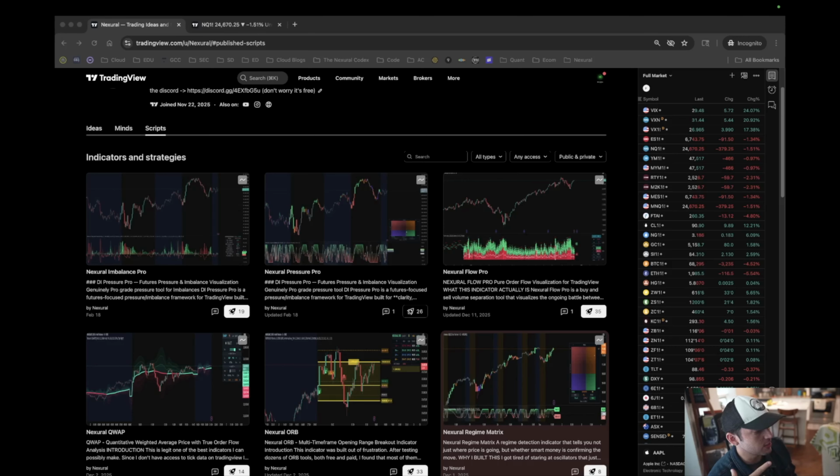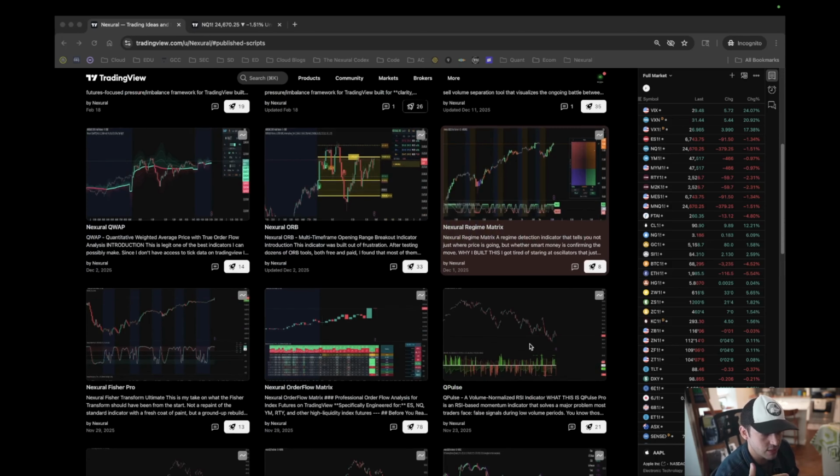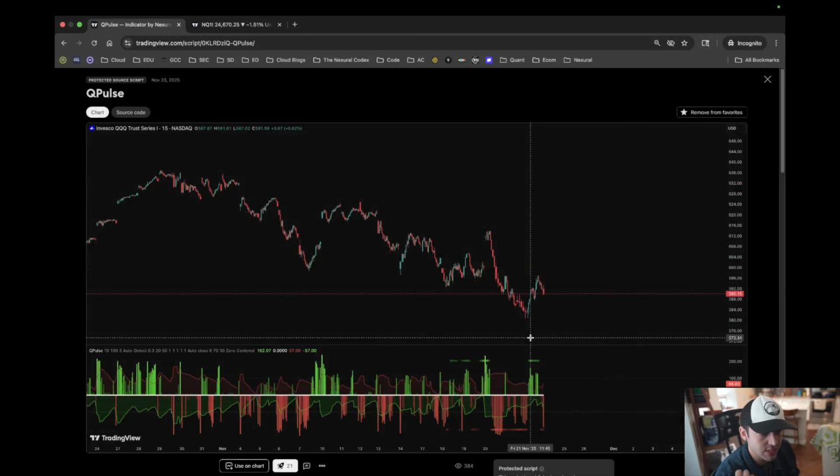So let me jump into the profile here. This is my profile here on TradingView, Nexural Trading. The link will be in the description. And the indicator that I'm going to be talking about today specifically is 3 rows from the top all the way to the right-hand side. It's called the Qpulse indicator.